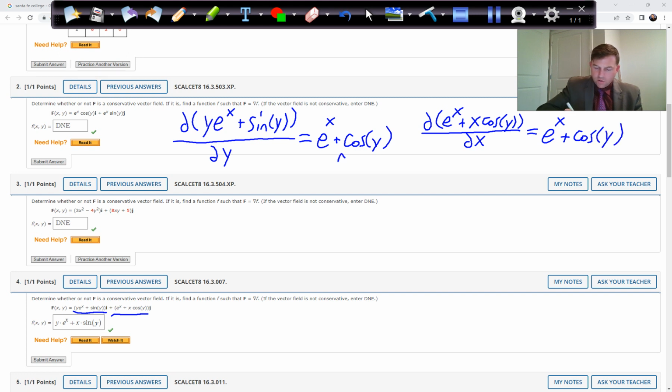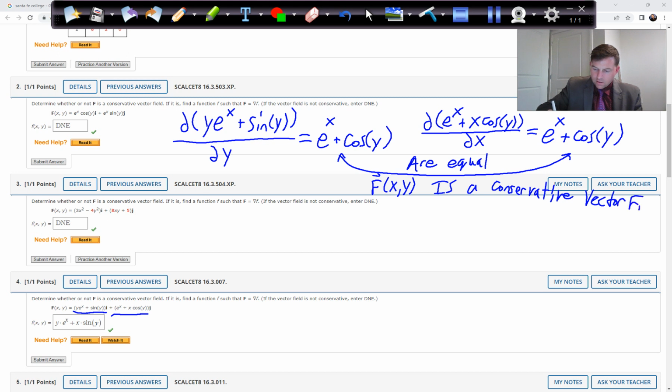And we see that these two are equal. They are equal. And so we would say f of xy is a conservative vector field. Okay, now what does that mean? Well, what that means is we can come up with some function that when we take the partial derivatives of it, we will get these values here, or we'll get the original components I and j.